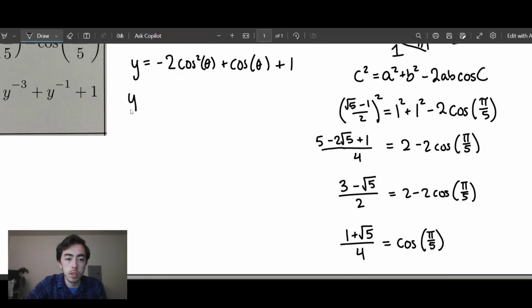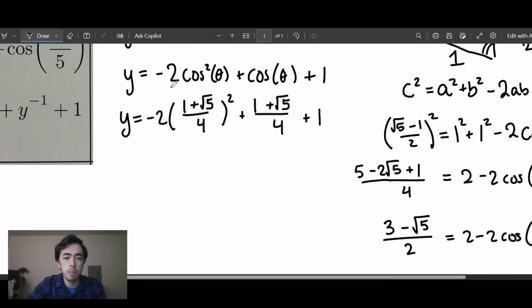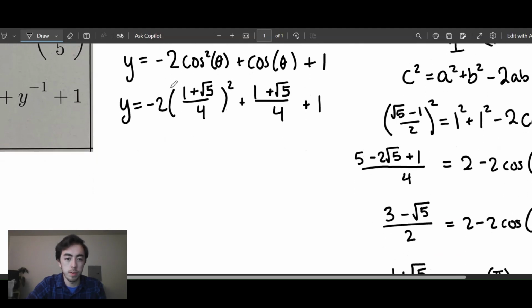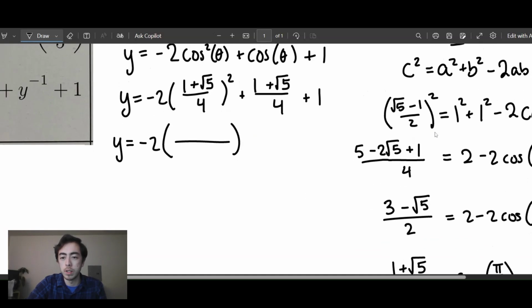So y is going to be equal to negative 2 times this value squared. So 1 plus root 5 over 4 squared. Then I'll do plus the value itself, 1 plus root 5 over 4, and then finally a plus 1. I don't see a better strategy than just expanding and then simplifying, so I'll do that. y is equal to negative 2 times, and then I'll expand the top part. So same thing as before when you're squaring a fraction, you square the top and square the bottom. So this is a 16 now.